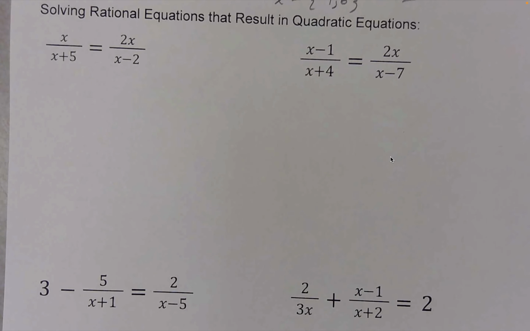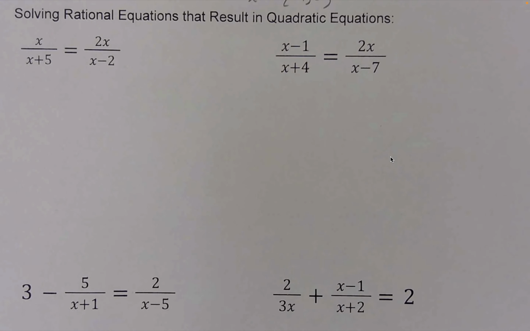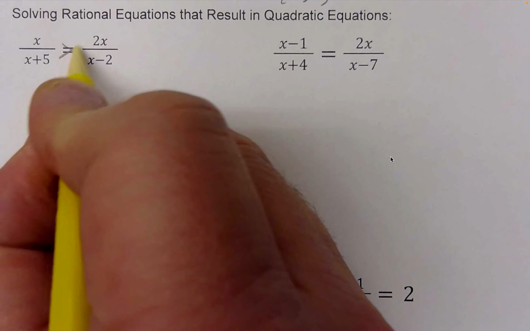All right, last but not least, how to solve rational equations that result in quadratic equations. Just like we did on that previous note sheet, if you just have a fraction equals a fraction, cross multiplying is going to be the easiest way to go, I would argue. So I'm going to do that. I'm just going to cross multiply here.